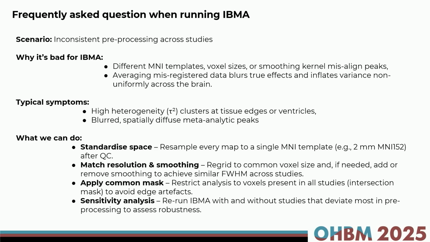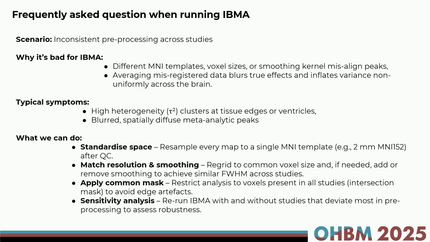Another scenario is that we might have inconsistent preprocessing across the studies, which is actually quite common. Different publications might use different MNI templates, different voxel sizes or smoothing kernels, and that will misalign the peaks. If we just simply average the misaligned data, it will blur the true effect, and it will inflate the variance non-uniformly across the brain.